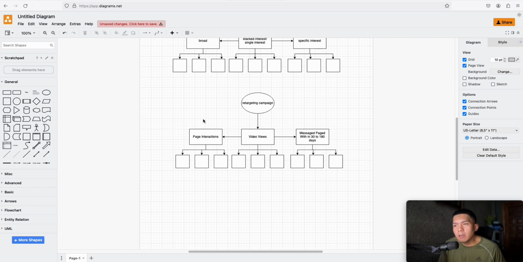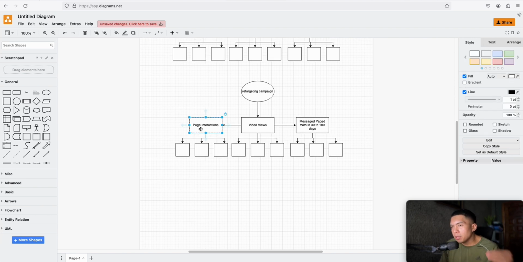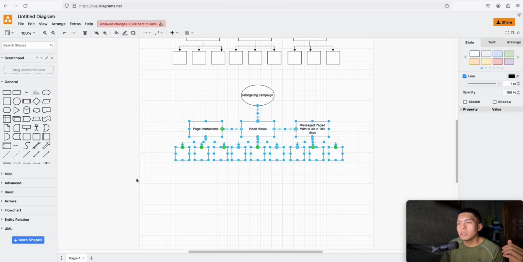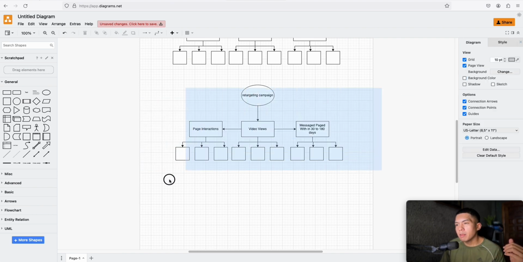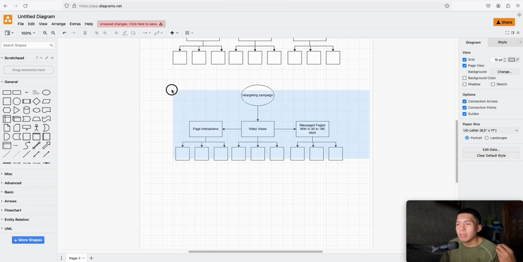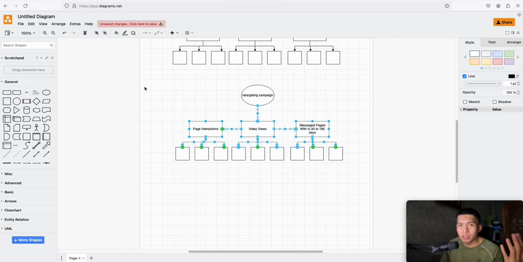So for the retargeting campaign, I do use page interactions. So all of the users that have interacted with the page within 30 to 180 days, video views, and those who messaged the page within 30 to 180 days. So I would just let this run, and after 3 to 5 days, see which audience would get us a lot more traction, sales, and conversions.